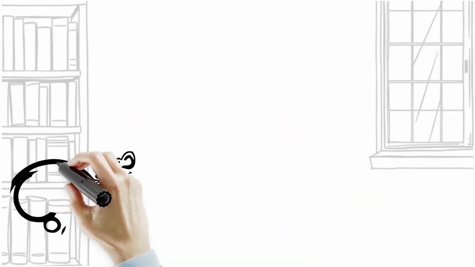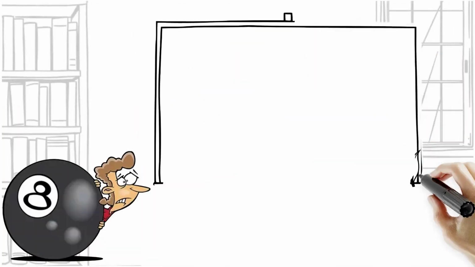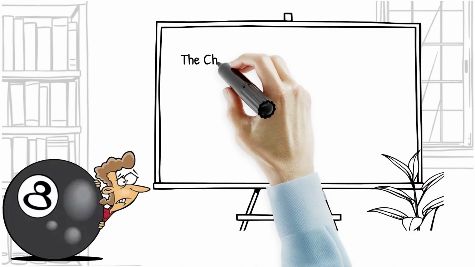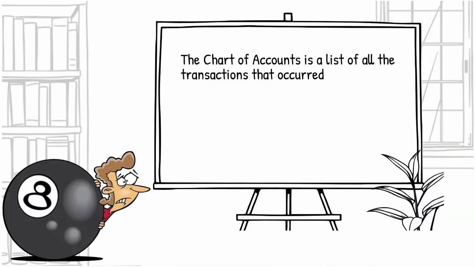The chart of accounts is a list of all transactions that occurred during the period. False. It is a list of account names and their numbers.